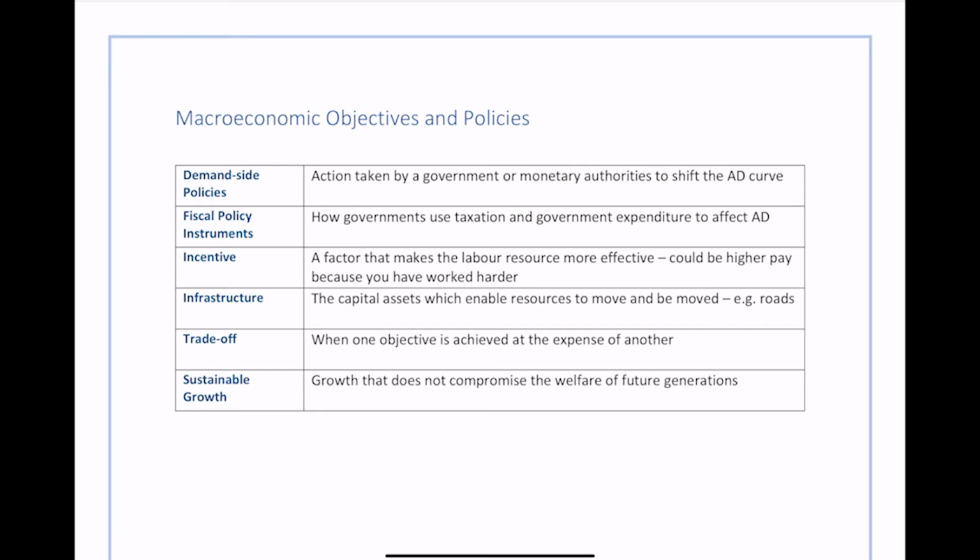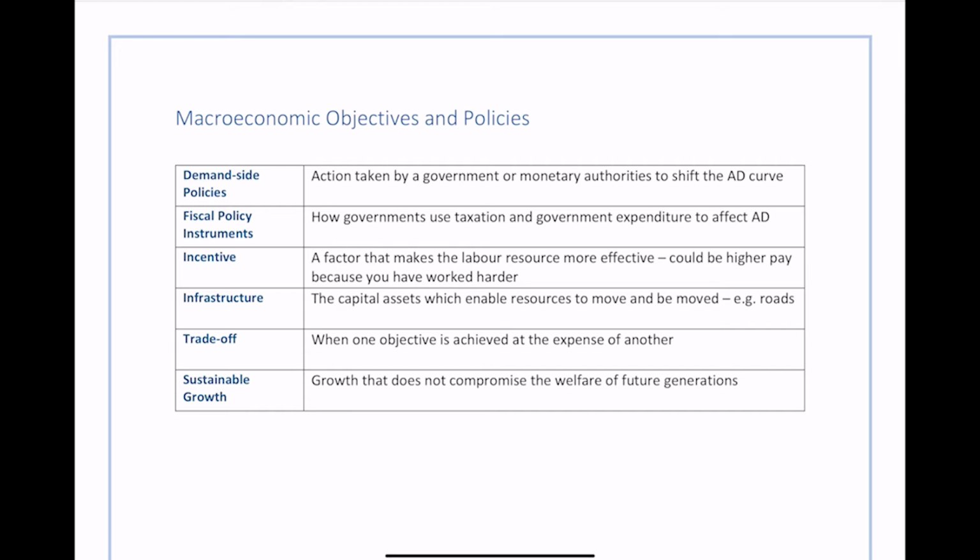Then we've got something called incentives. Incentives are factors that basically make the labor resource more effective. If you give someone higher pay, they'll work harder, because then they know they can get paid more money. So stuff like bonuses, performance-based salaries, or a subsidy to people in this area if they do well. All of those can be incentives, anything that encourages people to work harder and more effectively.